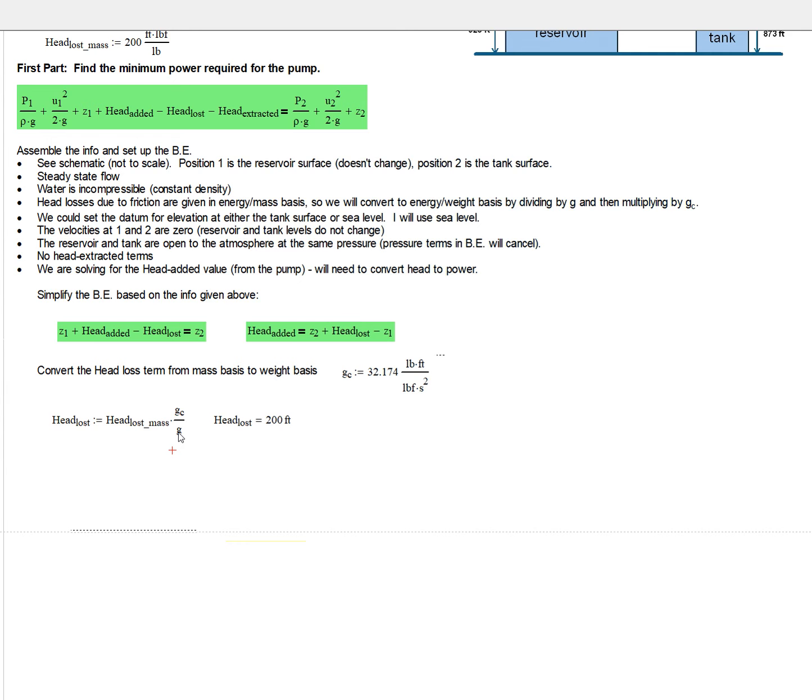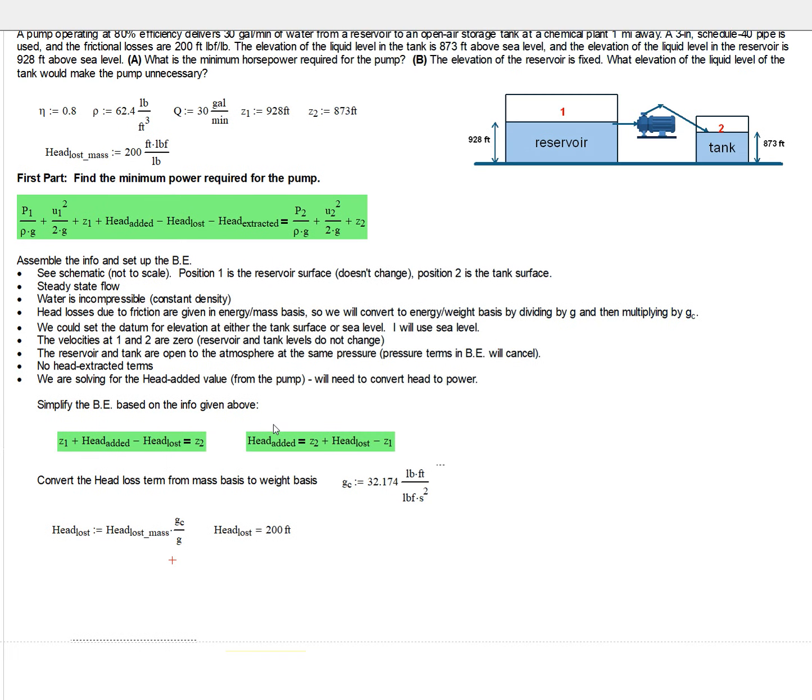So convert the head loss from a mass basis to a weight basis, and we do that because if it's per mass and we make it per weight, we need to multiply that mass in the denominator by g. And so that's the same as dividing by g, but then we need to multiply that whole thing by gc. And so the nice thing is, of course, since we're working at sea level, g is equal to gc. And so it turns out that our numerical value for the head loss on a weight basis is the same as our head loss on a mass basis.